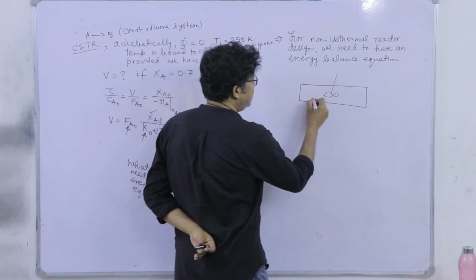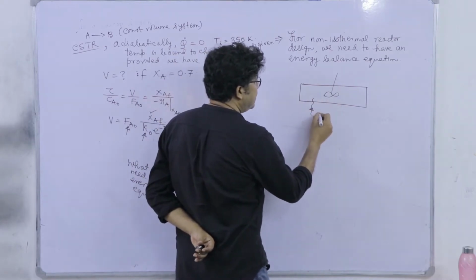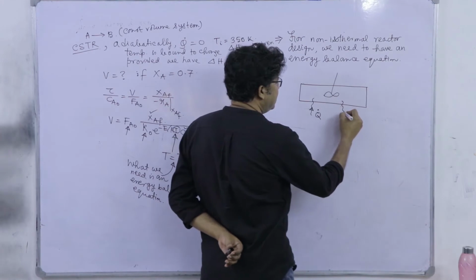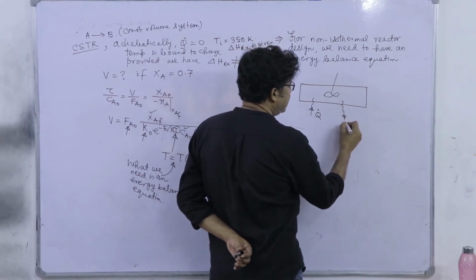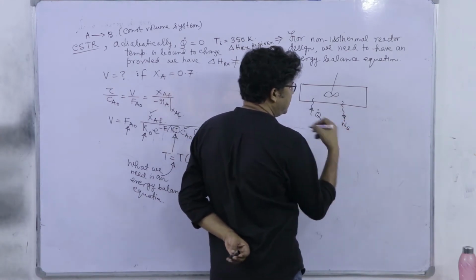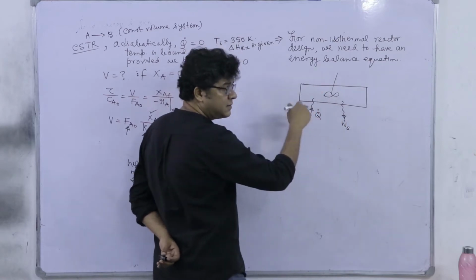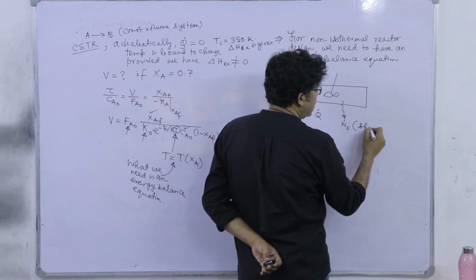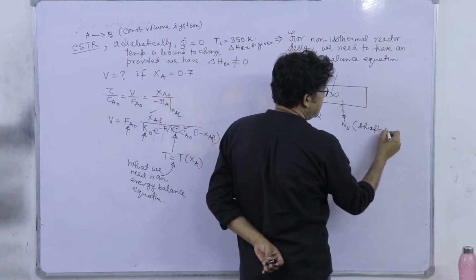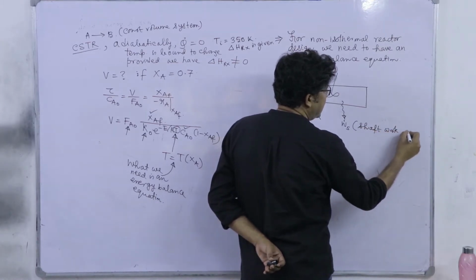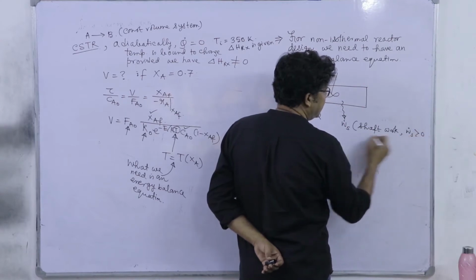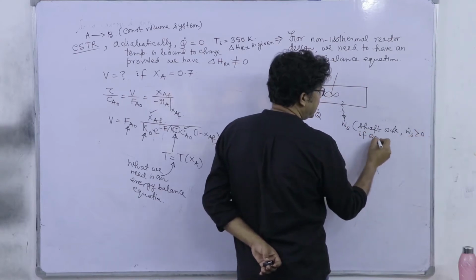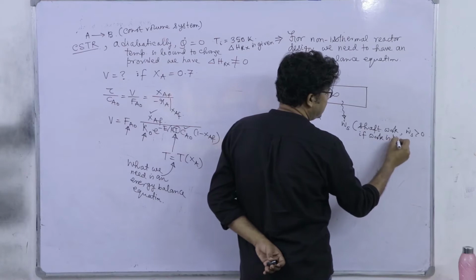So, let us say Q dot amount of heat is given to that system and the system is performing a shaft work of W dot S. Actually, this W dot S is negative if we have a stirrer, right. It is the shaft work, and W dot S is positive if work is produced by the system.